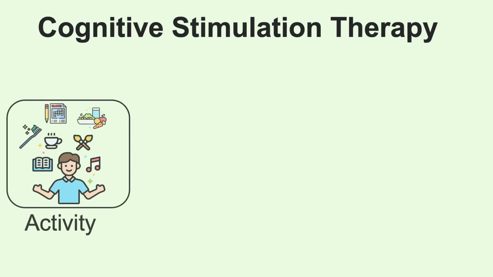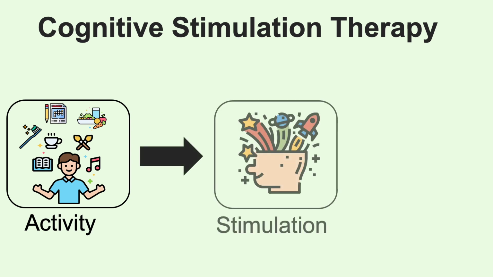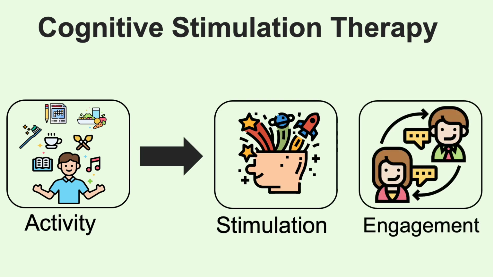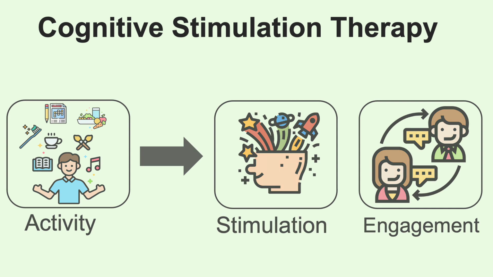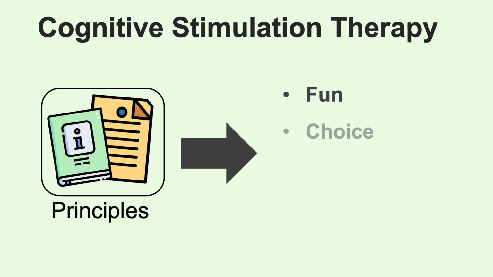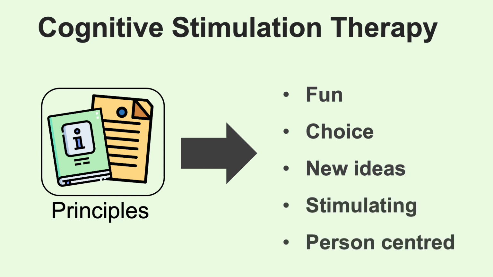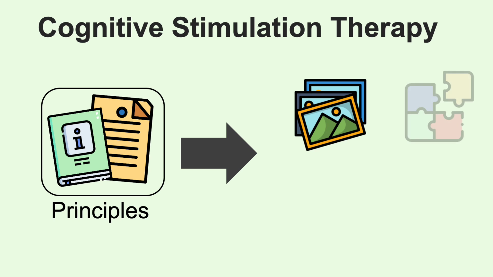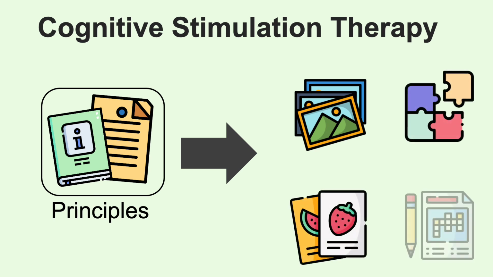Cognitive Stimulation Therapy is a treatment program that uses activity to stimulate and engage people with dementia in a positive learning environment. We have been using the principles of cognitive stimulation therapy to adapt and design easy-to-use activities and resources. These can be used to support meaningful interactions with patients based on their interests.